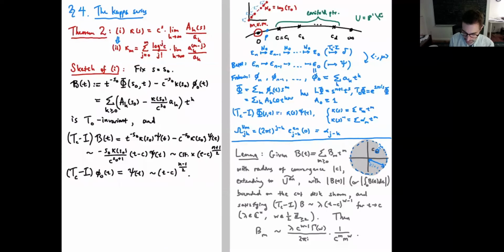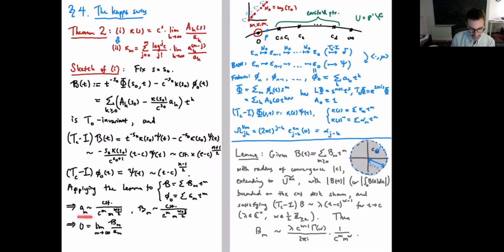Now assume that it satisfies Tc minus I applied to B equals some constant times T minus C to the W minus 1. I've taken W here to be a half integer. Then it follows that Bm, the coefficients of the power series, is asymptotic to this constant times C to the W minus 1 times gamma of W, that's the usual gamma function, over 2 pi I, and then the interesting part is this. If I now plug this in to my knowledge of these asymptotics, I get that the AMs have this asymptotic, the BMs have this asymptotic, W plus 1 over 2, W plus 3 over 2. And so at the end of the day, that confirms that the limit of BM over AM is 0.